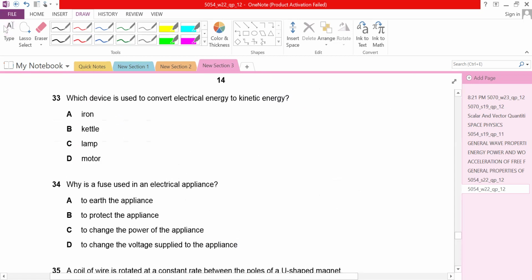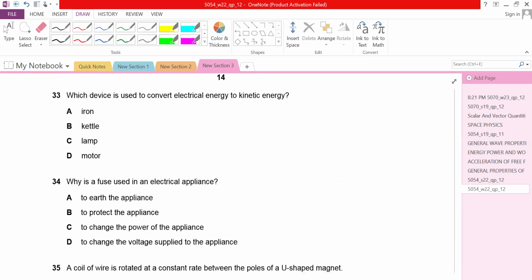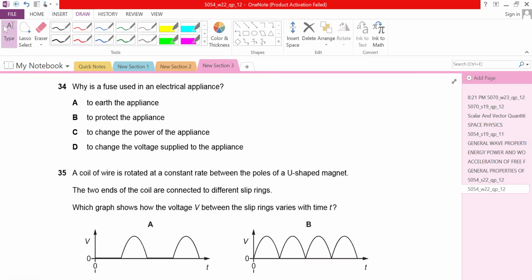Question number 33. A device is used to convert electrical energy to kinetic energy. It is obvious that a motor is used to convert electrical energy into kinetic energy. Question number 34. Why is a fuse used in an electric appliance? A fuse is used to protect the appliance.